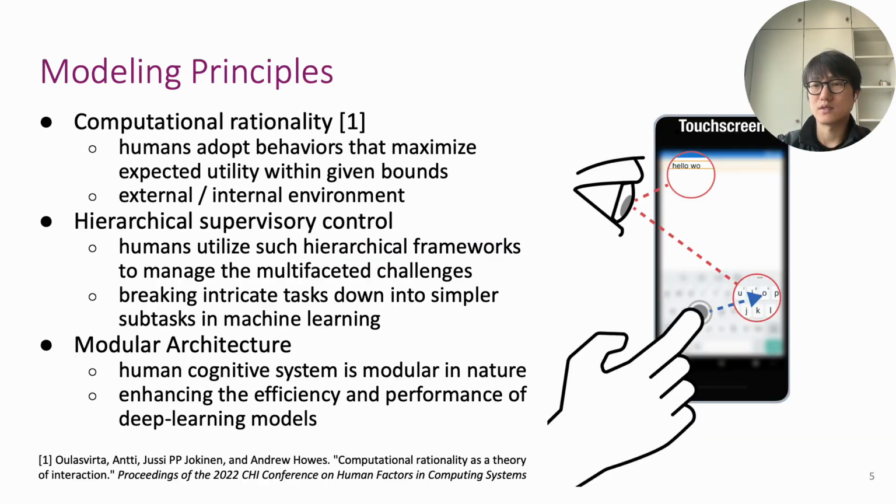The modeling principles consider both cognitive science and machine learning. We take computational rationality as the fundamental theory, to adopt the behavior that maximizes expected utility within given bounds. Then, we take hierarchical supervisory control in the design consideration, as it is the strategy in both human and machine learning when dealing with complex tasks. Third, we take modular architecture, because the human cognitive system is modular in nature, and modularity can also enhance the efficiency and performance of deep learning methods.